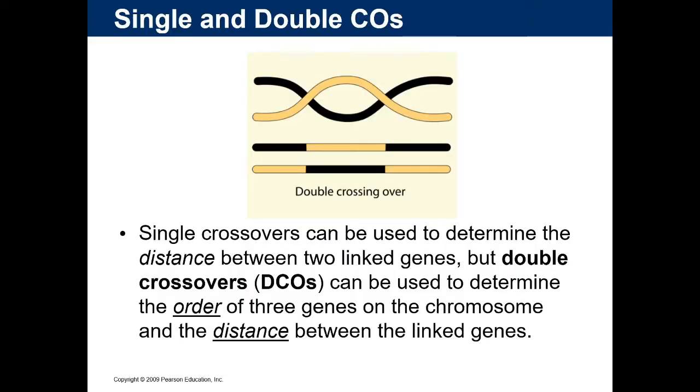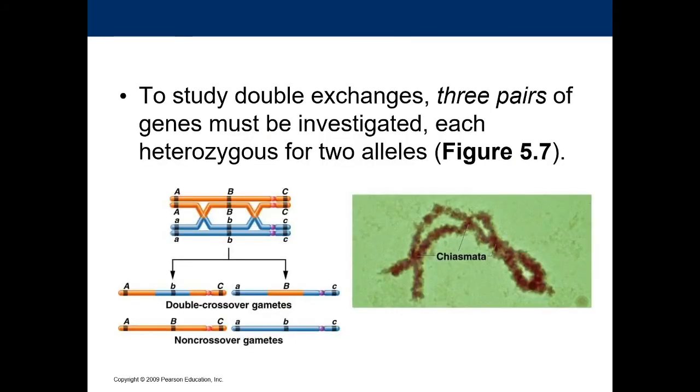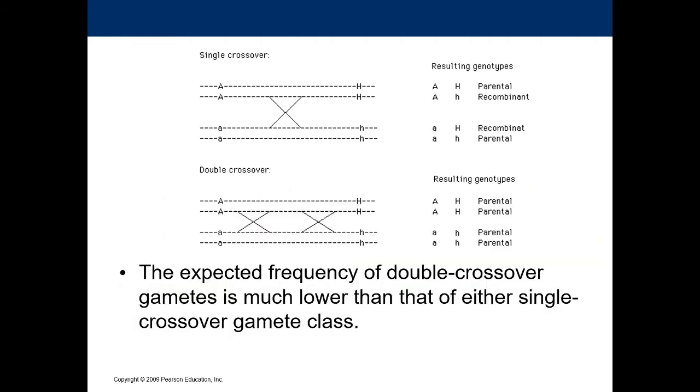Single crossovers can be used to determine the distance between two linked genes, but double crossovers, DCOs, can be used to determine the order of 3 genes on the chromosome and the distance between the linked genes. To study double exchanges, 3 pairs of genes must be investigated, each heterozygous for 2 alleles. The expression frequency for double crossover is much lower than that of a single crossover gamete class.